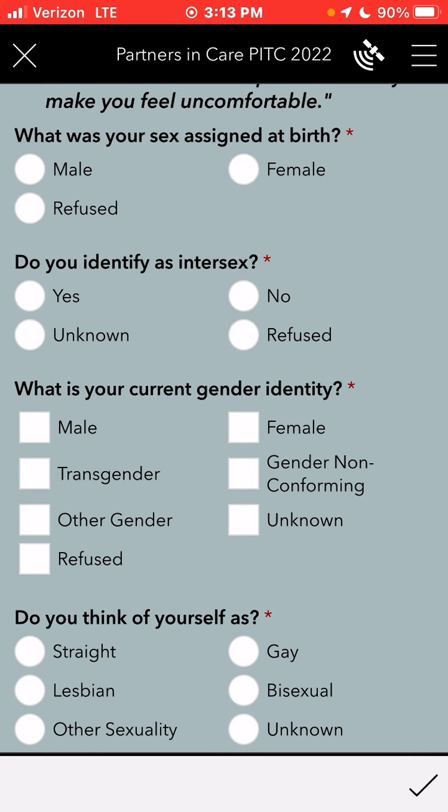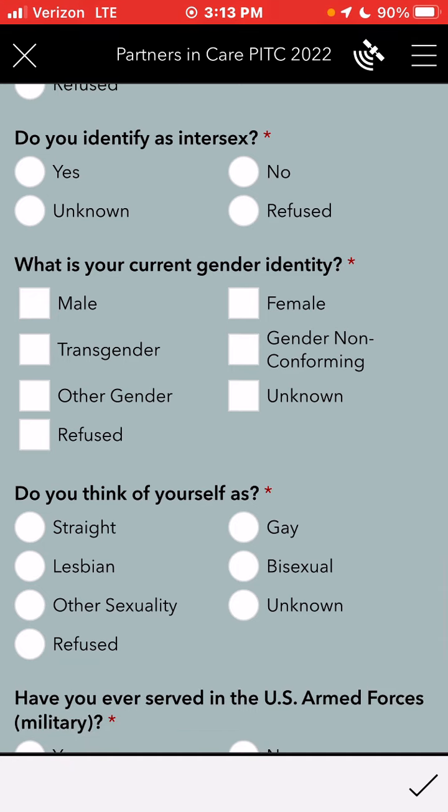What was your sex assigned at birth? Male, female, or refused? Do you identify as intersex? Yes, no, unknown, refused. Just so you know, you'll get a cheat sheet the day of the count to have on your phone and have a little card copy for you to carry around. That will include some definitions, and on there, the definition of intersex will be included.